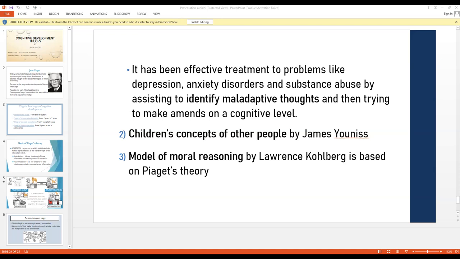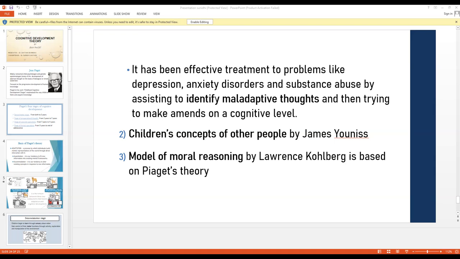Piaget's work formed one of the foundations of the cognitive revolution in psychology. An increasing emphasis was given to cognitive components of therapeutic endeavors. Cognitive therapy focuses on thought, including a person's automatic assumptions, beliefs, plans, and intentions. It has been an effective treatment for problems like depression, anxiety disorder, and substance abuse by assisting to identify maladaptive thoughts and then trying to make amends on a cognitive level.